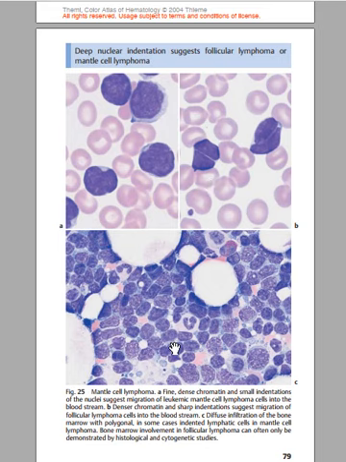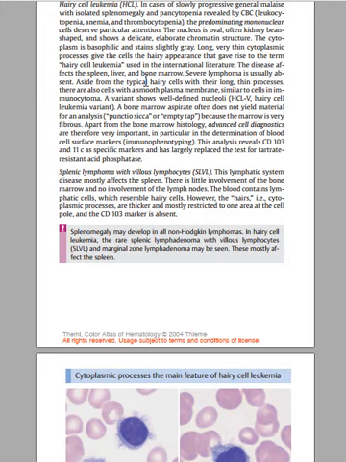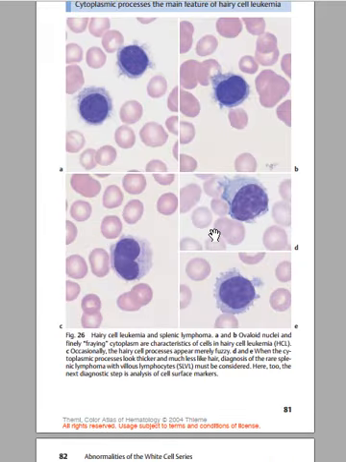Now, the next ones are the lymphomas that usually cause splenomegaly. These are other forms of non-Hodgkin lymphomas. We have hairy cell leukemia and splenic lymphoma with villous lymphocytes. Splenomegaly may develop in all non-Hodgkin lymphomas, but in hairy cell leukemia, the rare splenic lymphoma with villous lymphocytes and marginal zone lymphoma are seen. So this is a case.